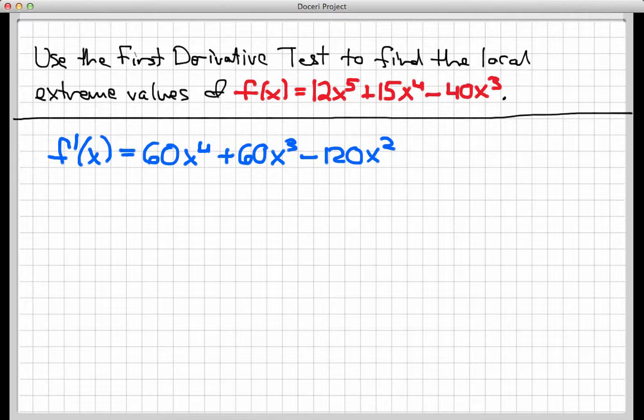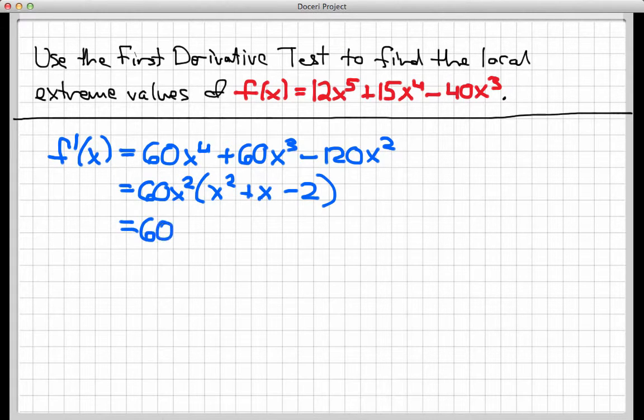So I'm going to factor out the greatest common factor from this expression, and that would be 60x squared. And that's going to leave me with x squared plus x minus 2. I can factor that even further into 60x squared times, and then the quadratic in here factors into x plus 2 times x minus 1.